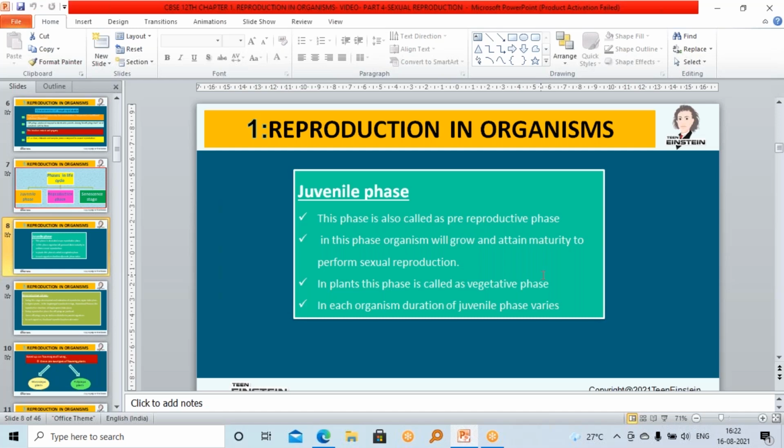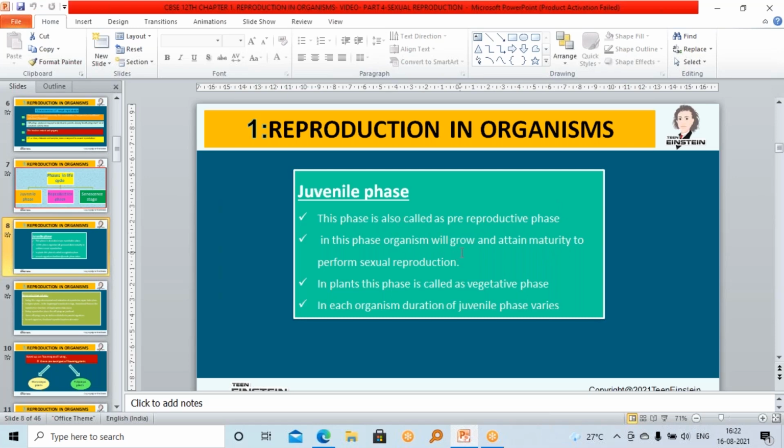And not only the duration of the juvenile phase, but the whole life cycle. In the previous slide I explained the whole life cycle, the juvenile phase and the reproductive phase, and the duration of all these varies from organism to organism, right? The duration of the reproductive stage, the juvenile stage, and the whole life cycle, everything varies from organism to organism.